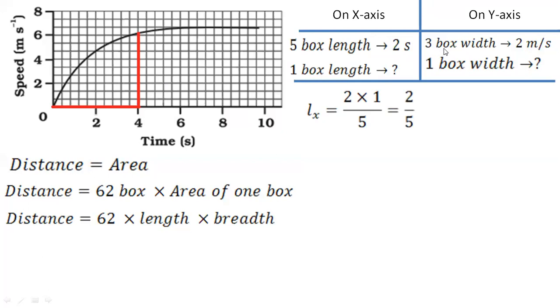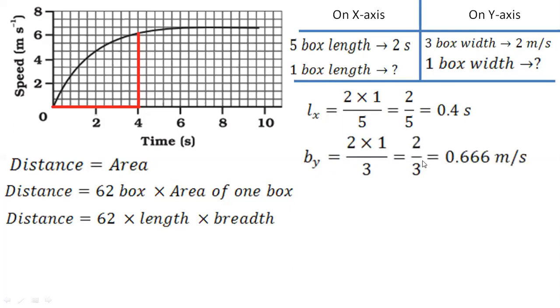What about the y-axis? 2 into 1 divided by 3. 2 by 5 is nothing but 0.4 second. Now let us try to calculate the breadth. That would be By is equal to. Why have I taken y? Because breadth is on the y-axis. You can just mention L and B, that is up to you. Now 2 into 1 divided by 3, so that would be 2 by 3. After dividing this, the answer would be 0.666.